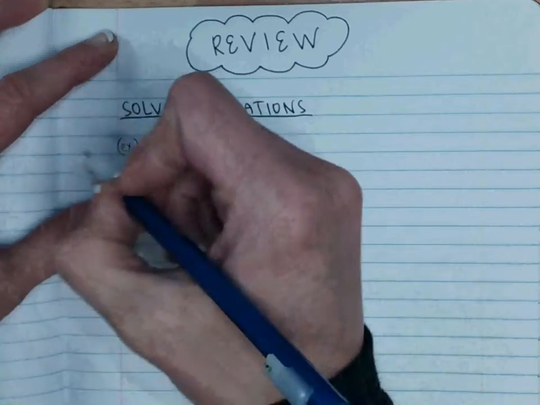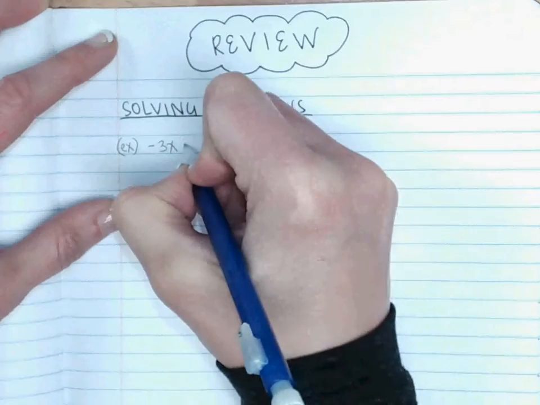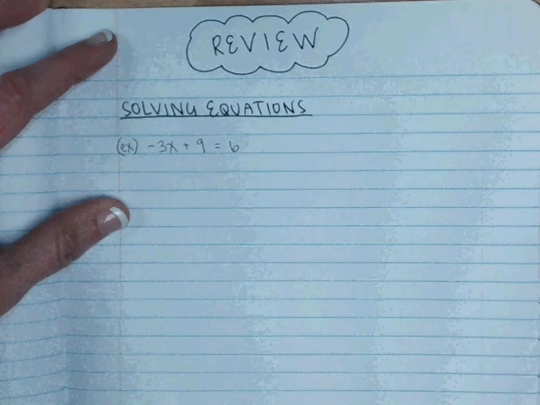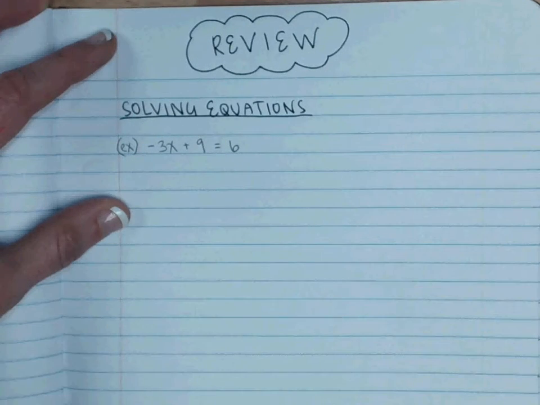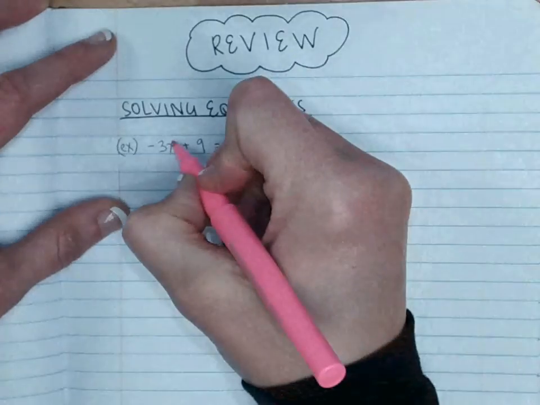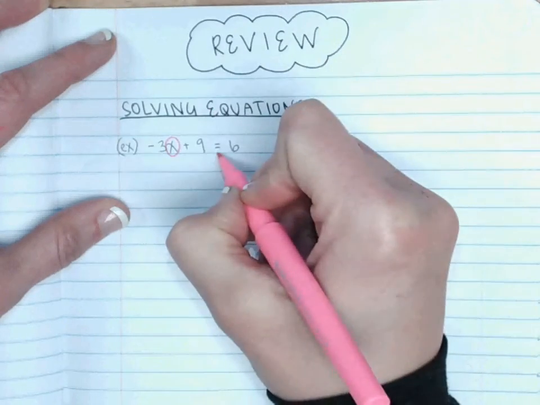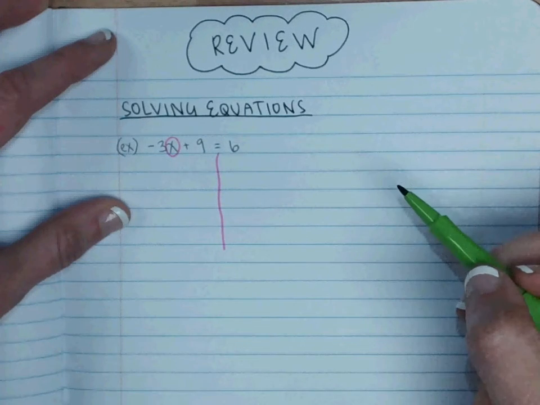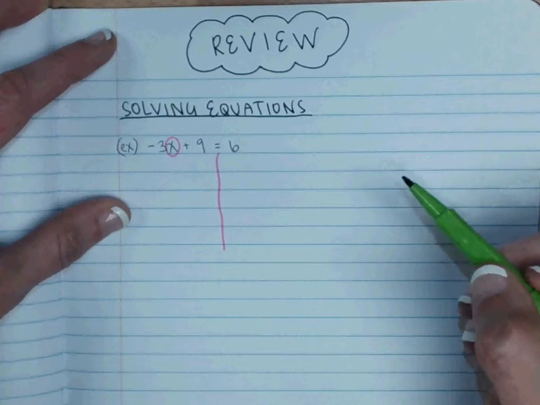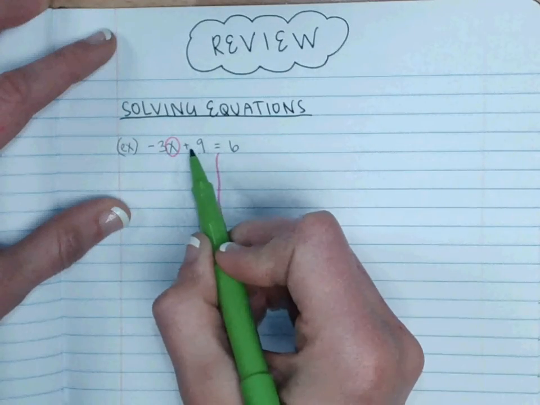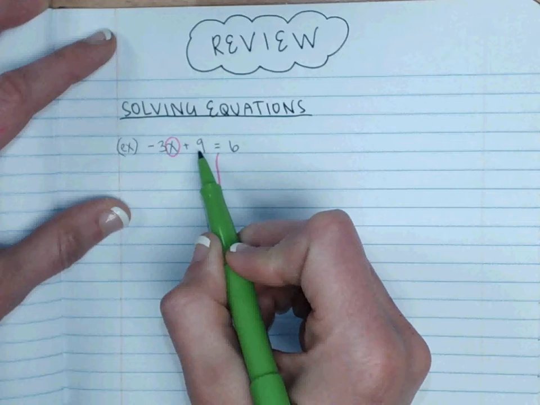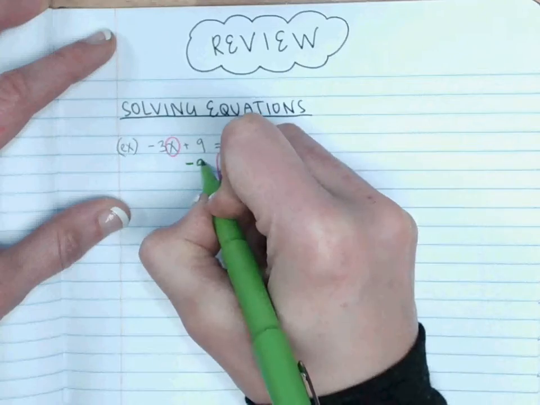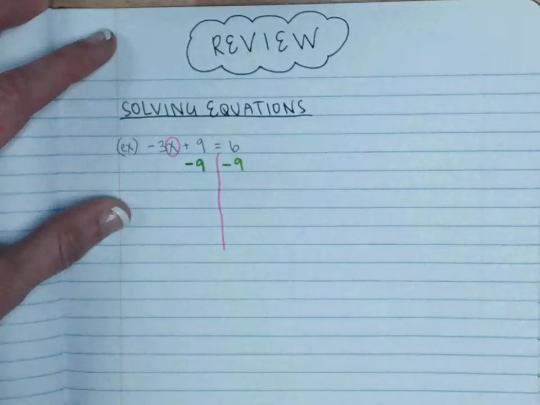So the first example is negative 3x plus 9 equals 6. Remember, when you're solving two-step equations, you always want to circle the variable and draw the line at the equal sign to start solving. Then we want to undo addition and subtraction first. So I look at the side with the variable and I see that there is this 9 being added to it. So I want to do the inverse of plus 9, which is minus 9. So I'm going to minus 9 on both sides.